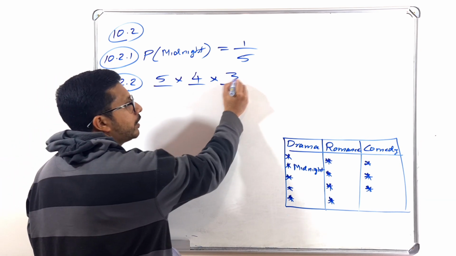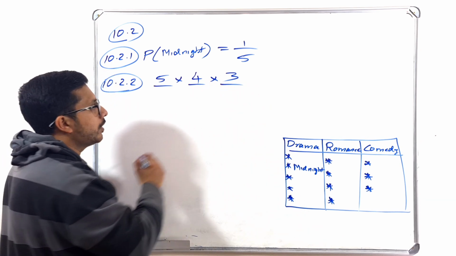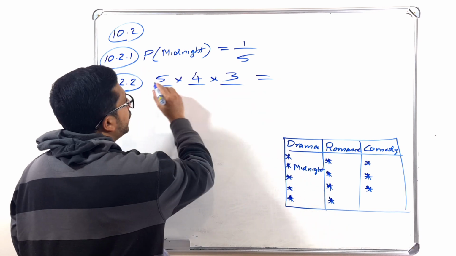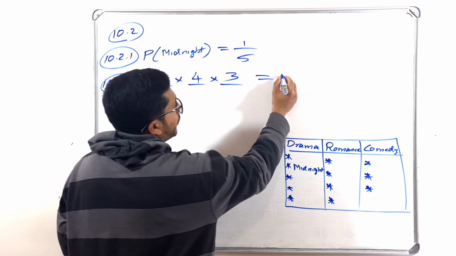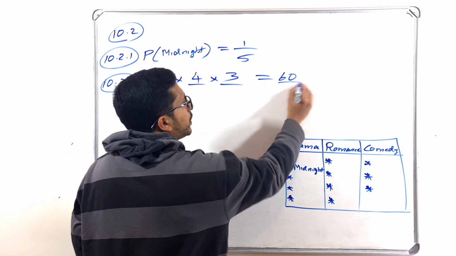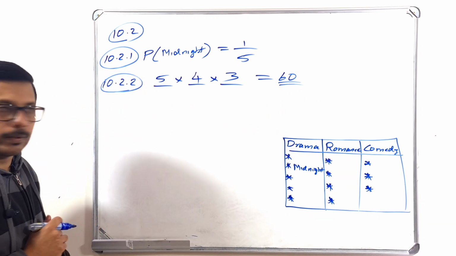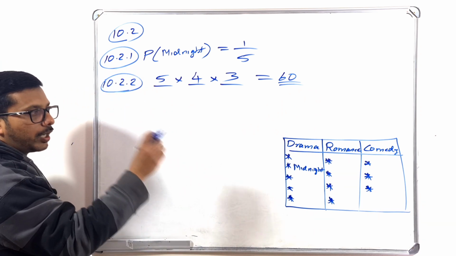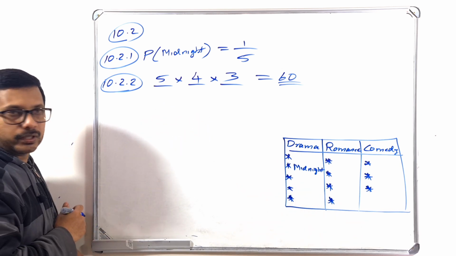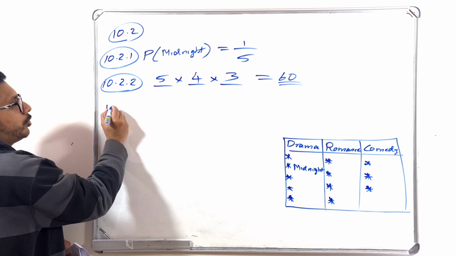That means here she is having 3 different options. So total how many options? 12 times 5, that is 60. That means she has 60 different options, if she selects one from each category. Okay, that is question number 10.2.2.